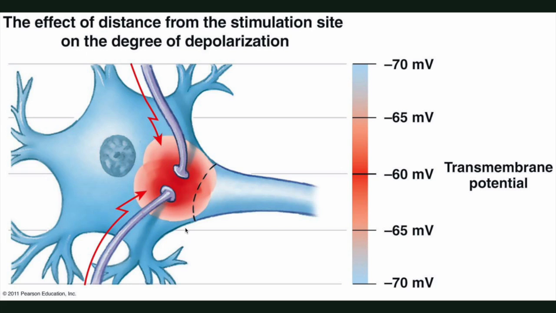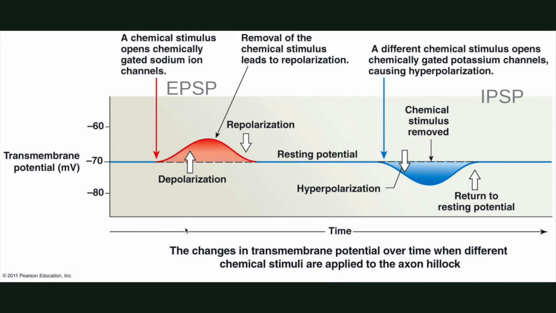And the change in the transmembrane potential also depends on the size of the stimulus. So a greater stimulus will lead to more channels opening. That will lead to more sodium ions entering. So graded potentials can be different sizes. And when a chemical opens sodium channels, as we see here, positive sodium ions enter the cell and the transmembrane potential becomes less negative. This is called a depolarization, or an EPSP, which stands for excitatory postsynaptic potential.